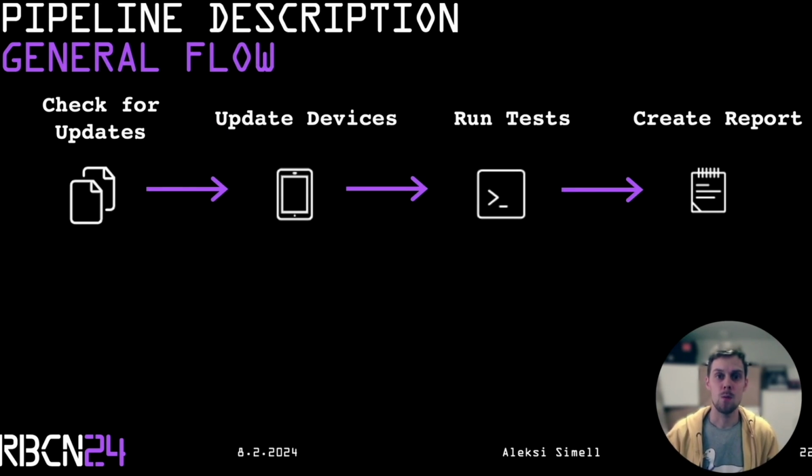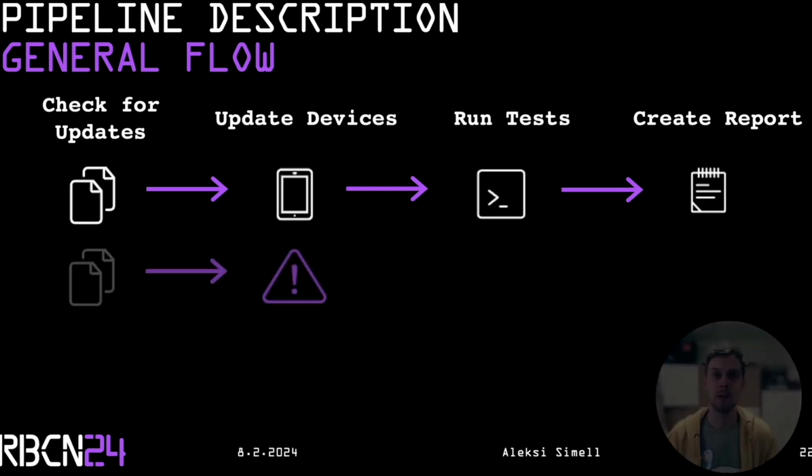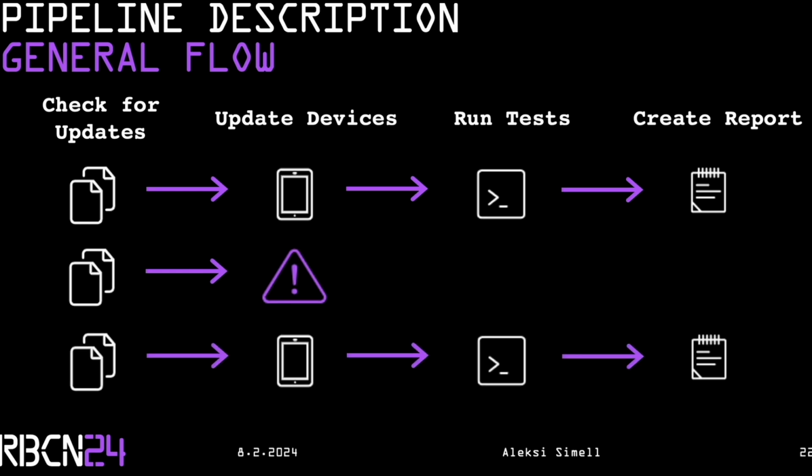The general pipeline flow was as follows. We take a look at the devices or the software for the devices, check for any possible updates, update the devices, run our tests, then if the tests pass or the threshold has been reached, create a report and pass it on to the next phase of testing. Usually, things went just fine. Occasionally, we got failures. There were no devices to update, the test failed to run, and so on. But usually things went just right.